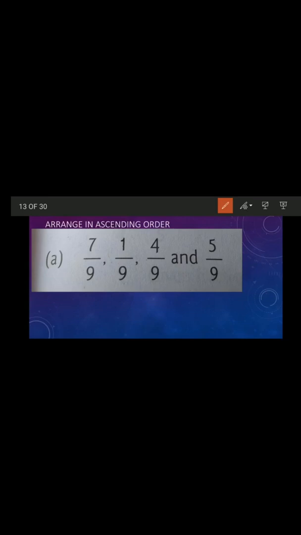So first of all, we will see which numerator or which fraction has a smaller numerator. So yes, it is clear 1 upon 9 has a smaller numerator. So 1 upon 9 will be the smallest number. After that, which number is greater than 1 upon 9? So it is 4 upon 9. So we will write 4 upon 9. After that, what will come? 5 upon 9, and at last 7 upon 9.